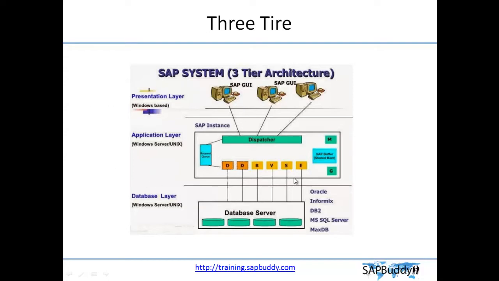The application layer is your SAP instance, where you have the dialog instance, background instance, and your update, spool and enqueue instances, where you get the request from the SAP GUI, from the end user, and then it is processed in the application layer. The application layer servers are based on Windows server or a Unix server. So this is where the actual SAP software lies.